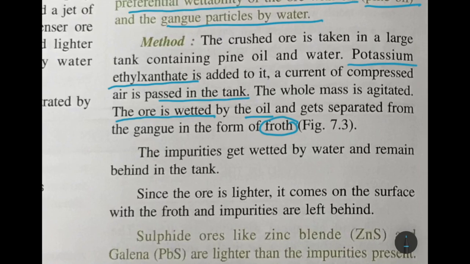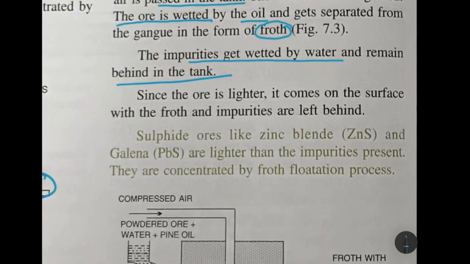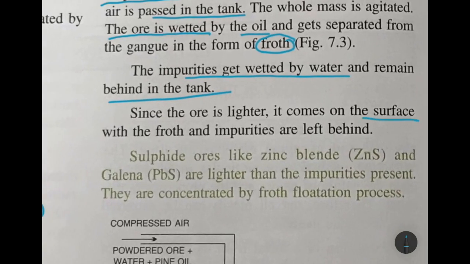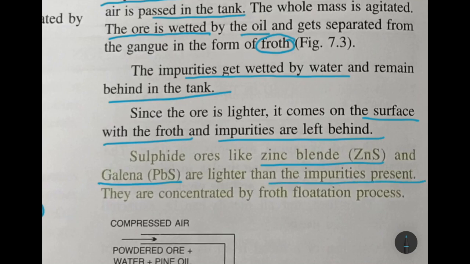So the ore comes up with the oil, while the impurities get wetted by water and remain behind in the tank. Since the ore is lighter, it comes to the surface with the froth and the impurities are left behind. So you have sulfides like zinc blende, zinc sulfide, and galena, lead sulfide. Remember children, these names of ores are very, very important. Zinc blende and galena are lighter than the impurities present, so they are concentrated by the froth flotation process.